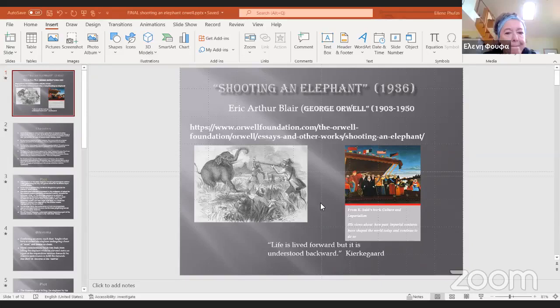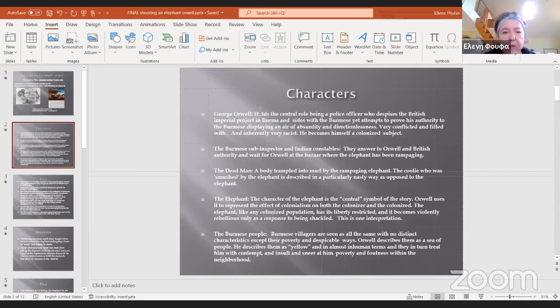So we can go to the second slide, the characters. So who are the characters? By the way, the essay was written not at the time that Orwell was actually in Burma as part of the global machine of the British imperial state, but 10 years later. And so, with the benefit of 10 years of experience, he is looking back and writing about what happened. That is an interesting way of trying to establish an understanding for him and for the readers.